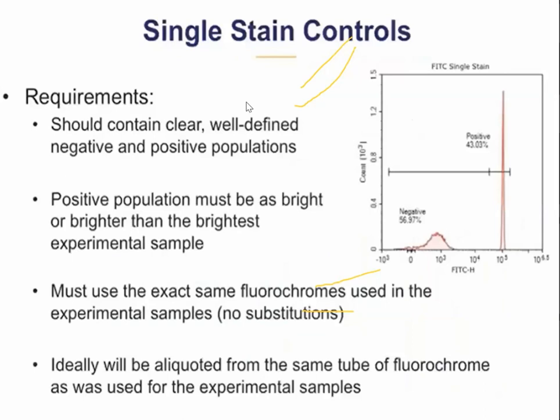Okay, so what are the requirements for a single state control? If you are using a single state control, it should contain a clear, well-defined negative and positive population. What I mean to say is that this is a well-defined negative and positive population.